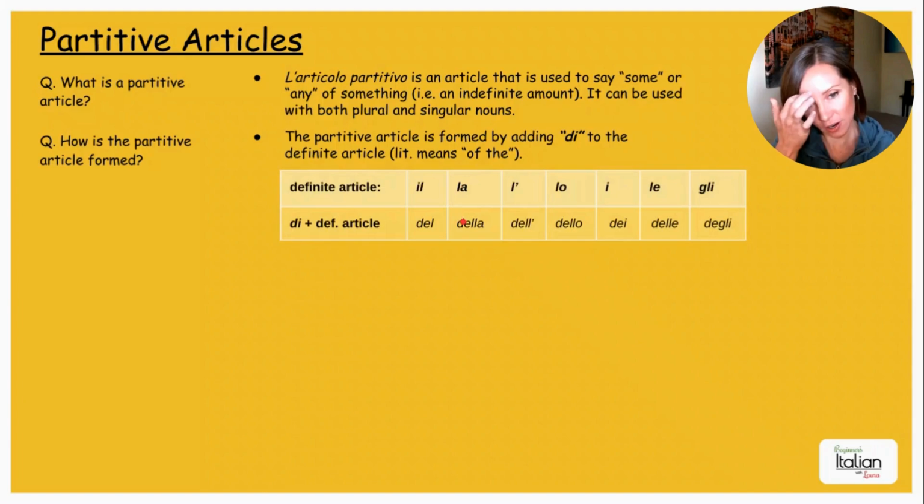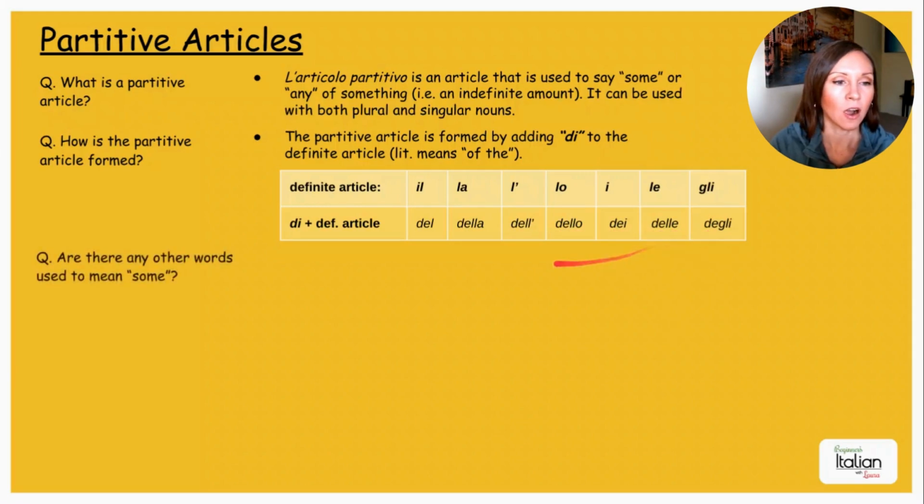Okay, so I have a little chart here. For the definite article, which we just covered, we have il, la, l apostrophe, lo, i, le, and gli. When you're adding d plus these, it becomes del, della, dell', dello, dei, delle, and degli. Are there any other words used to mean some?